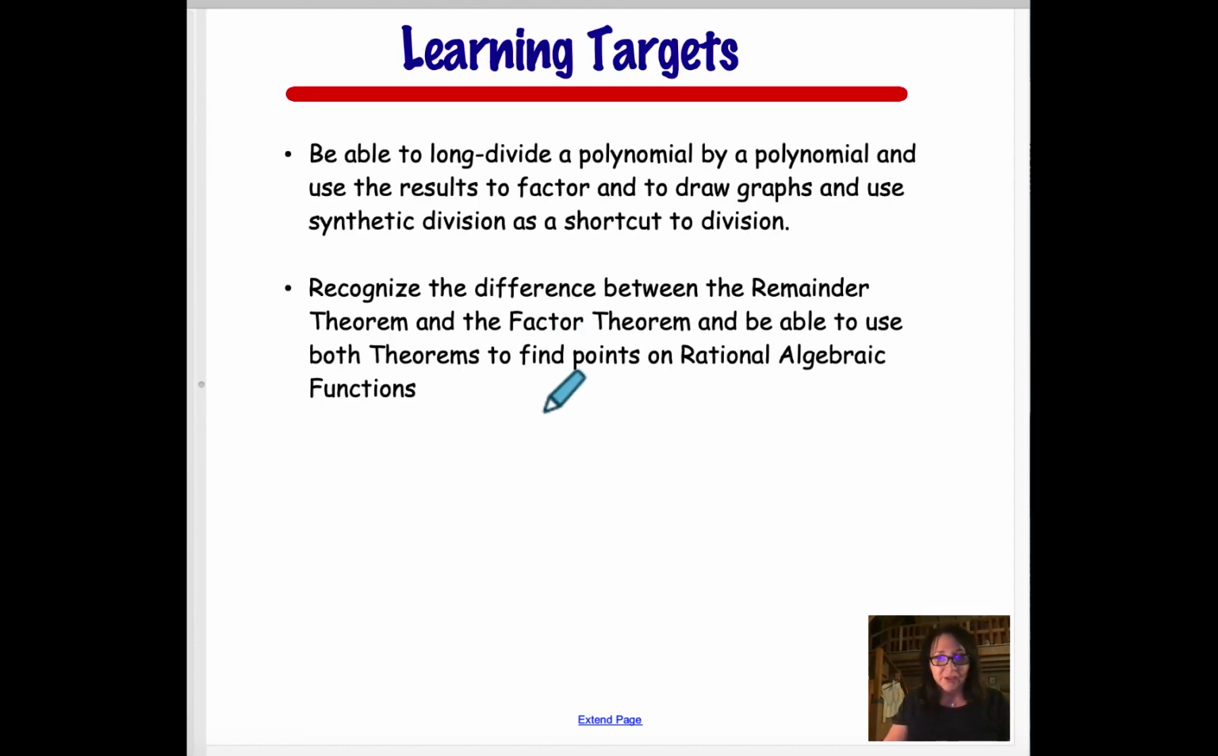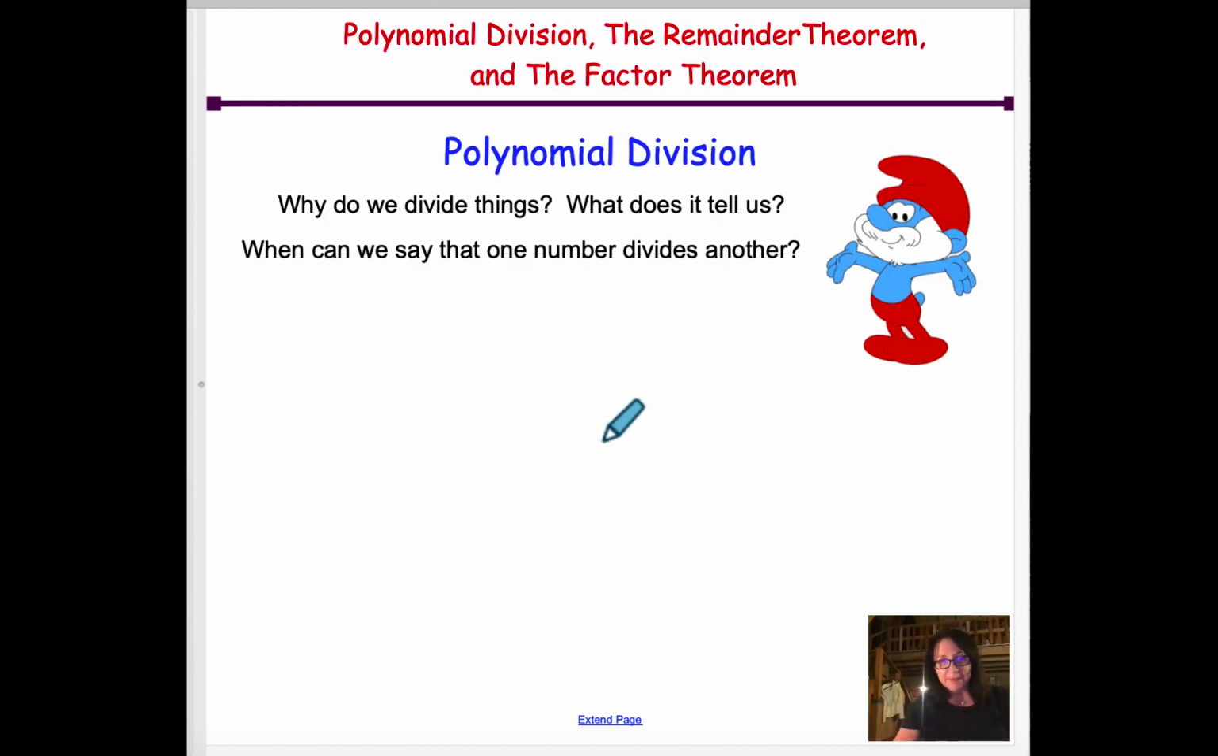Okay, learning targets. We're going to do long division, and we're going to do synthetic division. And we're going to do a little bit of the remainder theorem. And I think we're going to hold off on the factor theorem until next class. Polynomial division. So for polynomial division, basically, you're going to start off dividing one number by another.